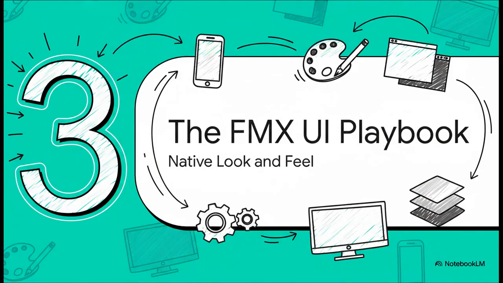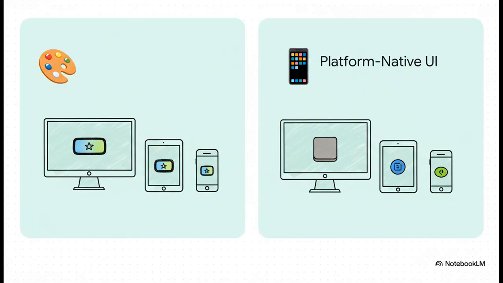Okay, so the big question is, how does FireMonkey do this without making the app feel weird or clunky on different devices? Well, it's all about their UI playbook, which is actually pretty clever. So FMX basically gives you two powerful choices. First, you can use what are called styled controls. This is perfect if you want a custom, pixel-perfect look that's exactly the same everywhere. Great for branding. Or you can go the other route and wrap the platform's actual native controls.